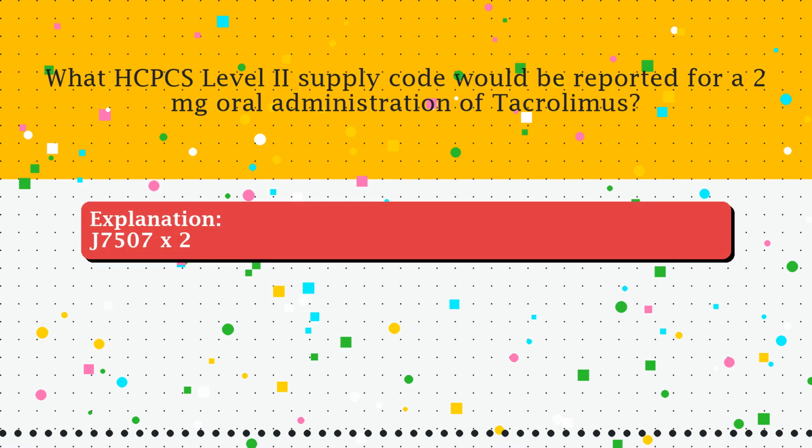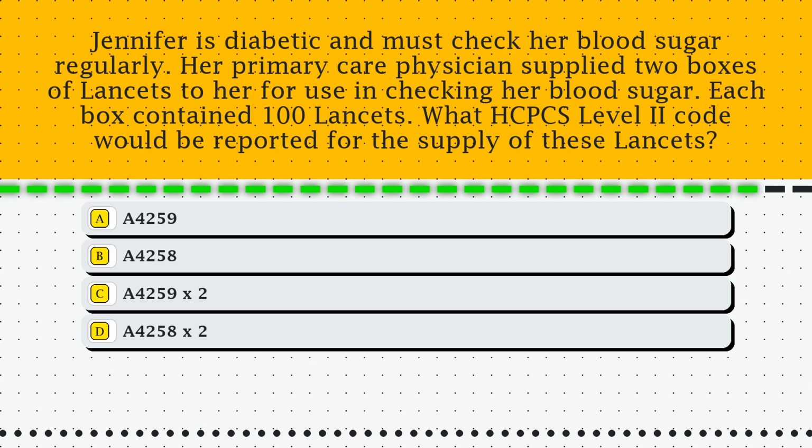Question 177. Jennifer is diabetic and must check her blood sugar regularly. Her primary care physician supplied 2 boxes of lancets to her for use in checking her blood sugar. Each box contained 100 lancets. What HCPCS Level 2 code would be reported for the supply of these lancets? Option A, A4259. Option B, A4258. Option C, A4259X2. Option D, A4258X2.